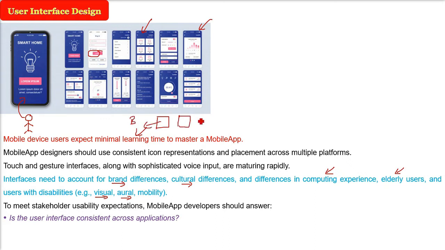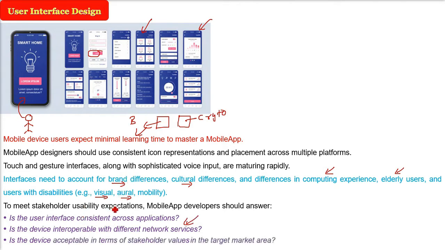For example, banking. For example, the same company is making something for crypto. The user interface should be consistent. Is the device interoperable with different network services? Because you have different service providers, ISPs, and different connectivity while you are using your mobile. Is the device acceptable in terms of stakeholder values in the target market area? That is, whatever the user asks you for in the market, are you able to provide everything?